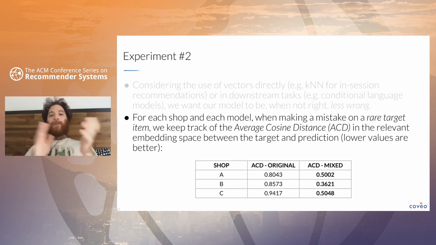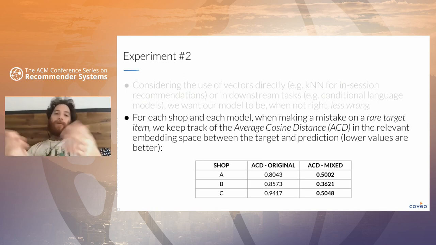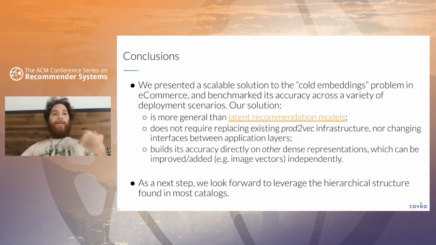As you can see across all shops, the average cosine distance between the target item and the predicted item is significantly lower, which means it's better for the mixed version of the embeddings compared to the original one. Wrapping it up, we present a scalable solution to the cold start embeddings problem in e-commerce, and we benchmark its accuracy across a variety of deployment scenarios.